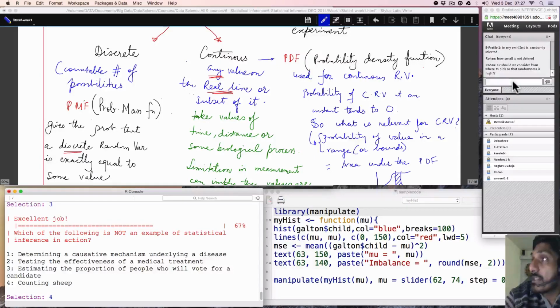Rohan's question is, should we consider from where to pick so that the randomness is high? Yes, Rohan. Say geographically, for example, let's say we want to predict the results of Chandigarh. Now, what I would want to do is, I have say 50 sectors in Chandigarh. So I want to pick up 10 samples maybe from each sector, right? If I don't want to take 10 samples from each sector, in this case my sample size becomes 50 into 10, 500, sorry, right? So I say I want to take my sample size only as 200, and I still want to pick up 10 from one sector.